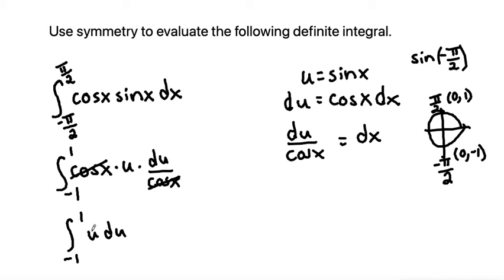So now that we've gotten just down to u, it has an odd power because it has a power of 1, which is an odd number. And since we're going from negative 1 to 1, we can think of that as like negative a to a. Negative a to a of any odd function is equal to 0. So we can use symmetry at that point to say that our evaluation of our definite integral will be equal to 0.